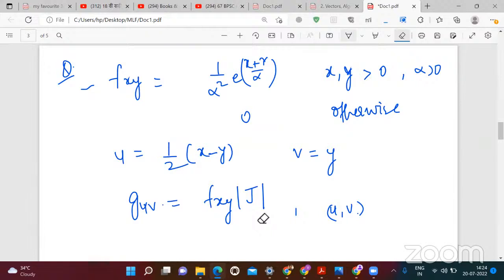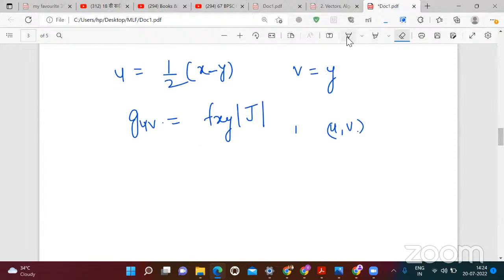See, here, what is the Jacobian? The first step is to write x and y in terms of u and v. To calculate the Jacobian, I need x and y in terms of u and v. One simple thing is y is given directly as v. So I showed y in terms of u and v, and then x I can also write it. How can I write? 2u plus v, right? Yes. So the Jacobian would be what?